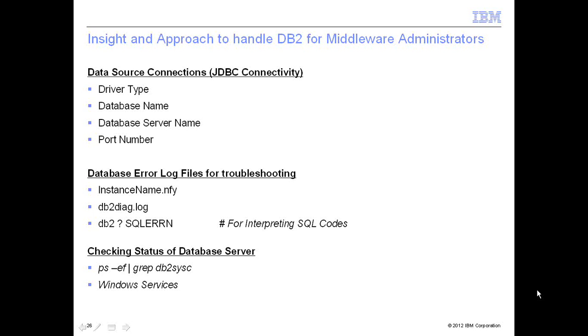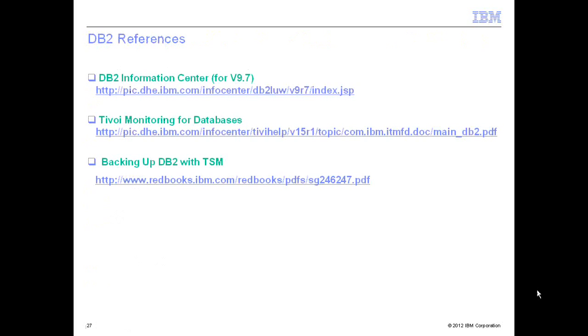To check the status of a database server, you can just say ps -ef | grep db2sysc. db2sysc is the process which helps you know whether the instance is running or not. And on Windows, you have the Windows services, which tell you whether the service is up or not. That's about it.